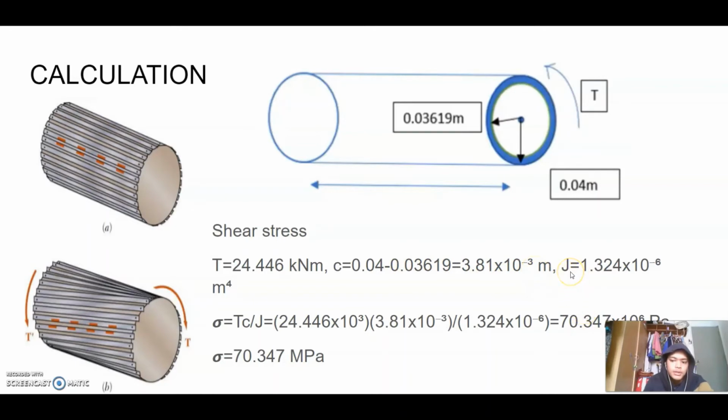Then J, the polar moment of inertia, is 1.324 times 10 to the power of negative 6 meter to the fourth, like Hakim calculated just now. So now we can calculate the shear stress by multiplying T and C and dividing by J, and we get 70.347 times 10 to the power of 6 Pascal, which is equivalent to 70.347 megapascal.